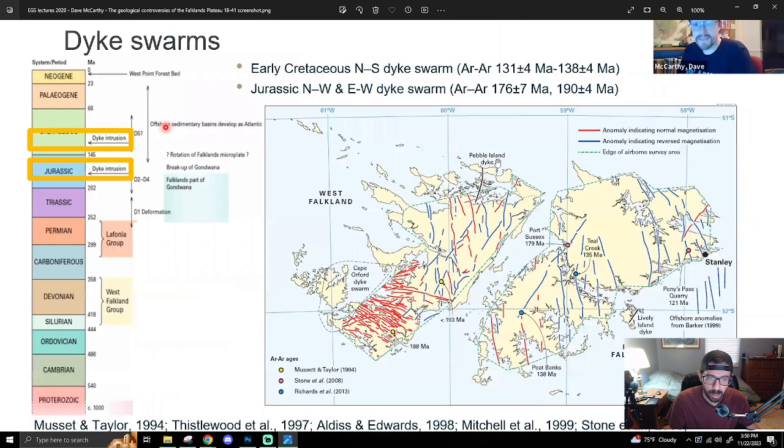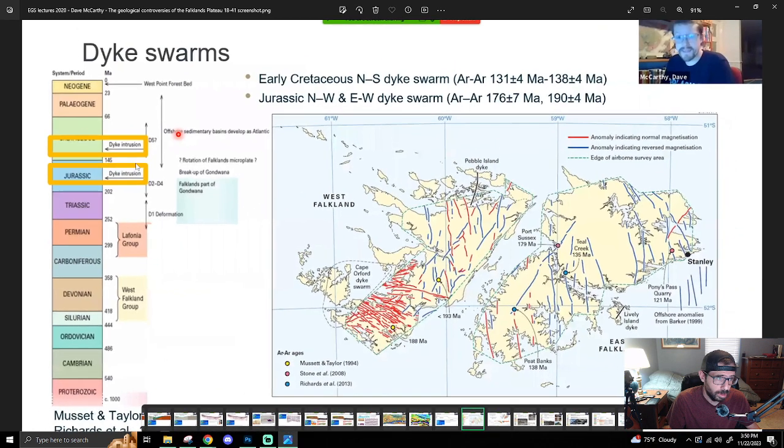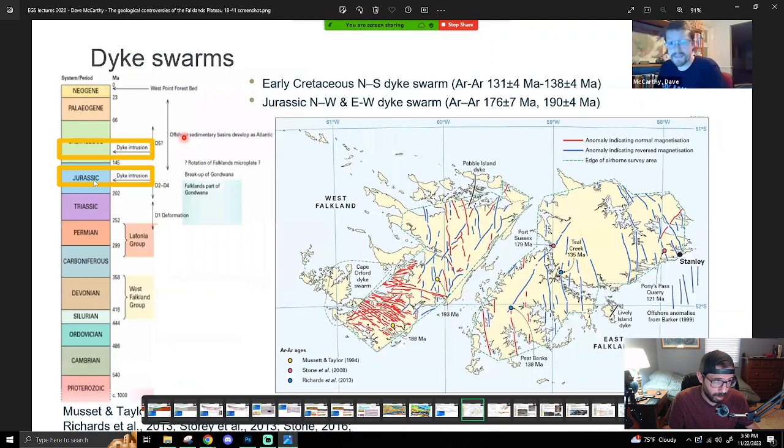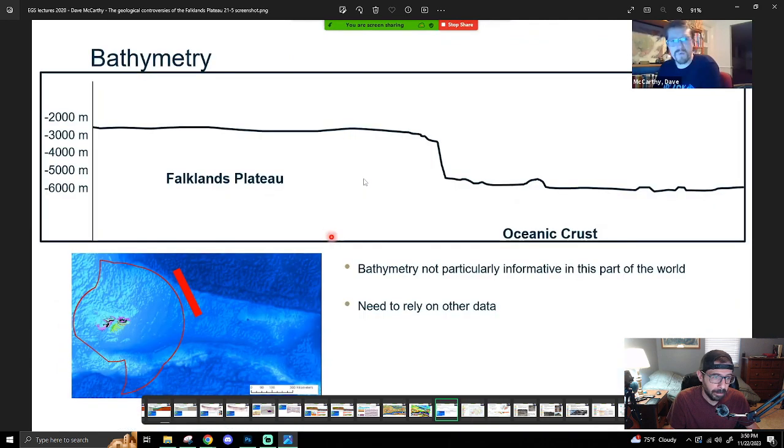Dike over Pebble Island dike. I'm not completely sure, but there's two phases of dike swarms, one in the Jurassic, one in the Cretaceous, which points to pressure buildup in that time frame, seeping through as dikes and venting the pressures. Bathymetry: the Falklands Plateau and then the oceanic crust. It's around, let's say, 3,500 meters below sea level, where the oceanic crust is more in the 5,500, so it's about 2 kilometers above the oceanic crust, the Falkland Plateau.